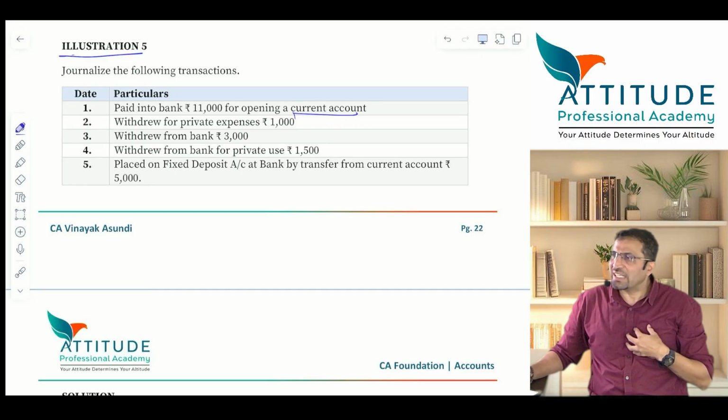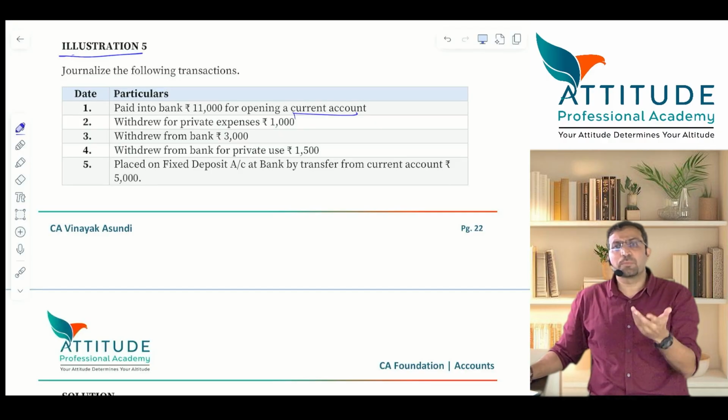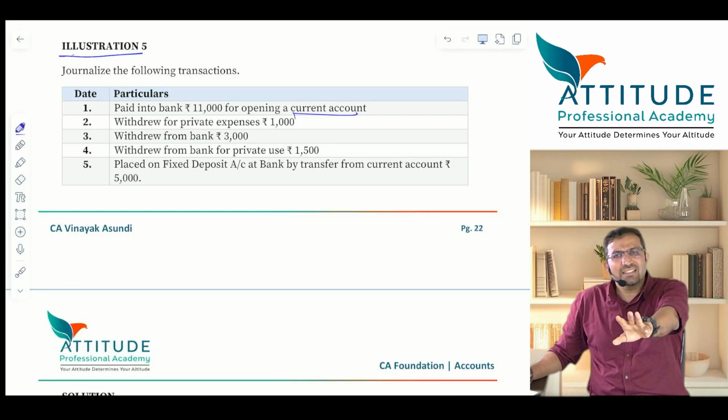Mine is a current account, because I am into business or profession. Is that clear? Now, sir, what is the difference between SB and current account? In SB there are limitations.